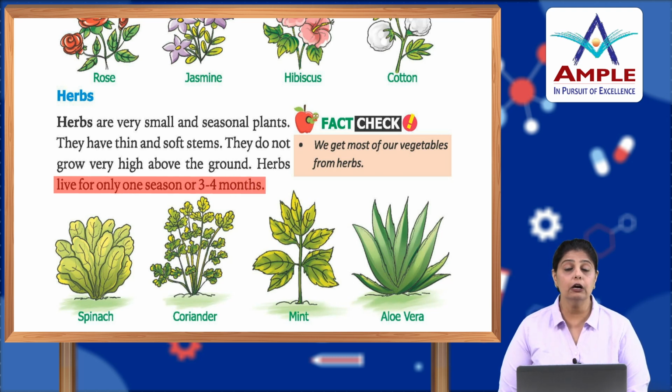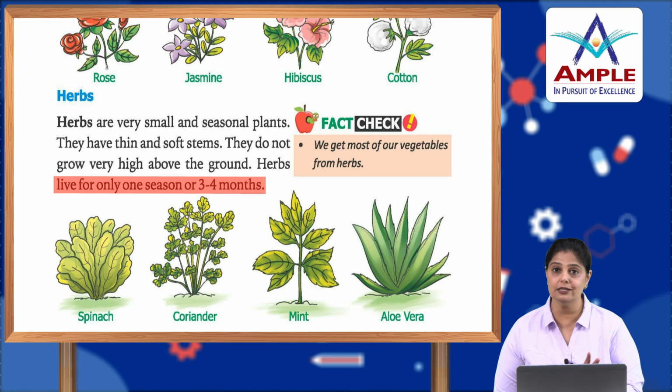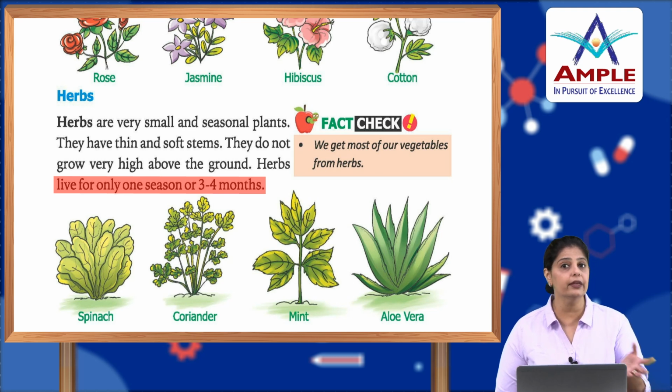Like shrubs are small, herbs are also small. Shrubs have that woody, hard stem, whereas the stem of herbs is quite thin, quite delicate, soft, and green in color. Another difference with shrubs is that shrubs can live for a year or two or a few years, but herbs are only seasonal. As the season changes, they die down and then they come up again.